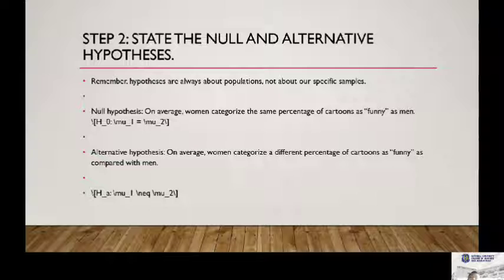And then step two, state the null and alternative hypotheses. Remember, hypotheses are always about the population, not about the specific sample. First, I will explain the null hypothesis: on average, women categorize the same percentage of cartoons as funny as men. The alternative hypothesis: on average, women categorize a different percentage of cartoons as funny compared with men.